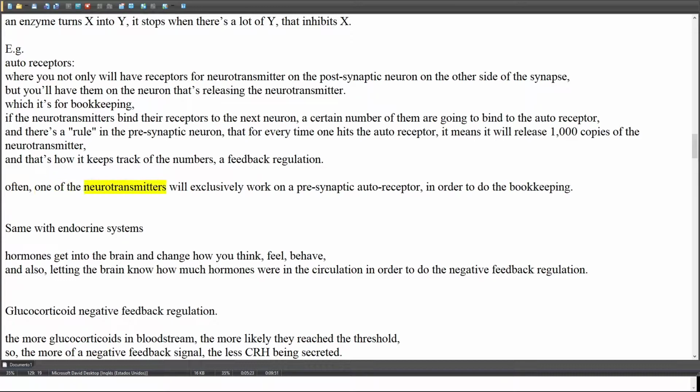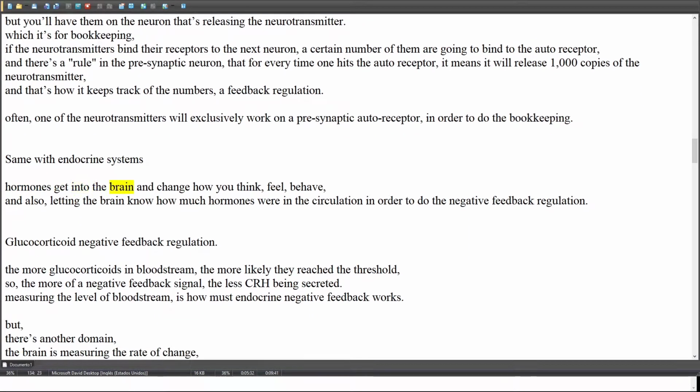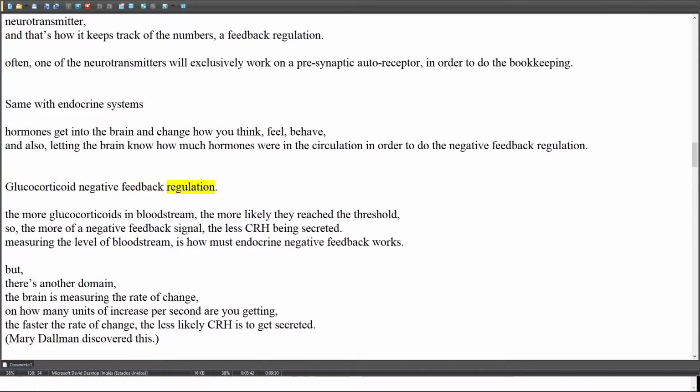Often, one of the neurotransmitters will exclusively work on a presynaptic autoreceptor, in order to do the bookkeeping. Same with endocrine systems. Hormones get into the brain and change how you think, feel, and behave. And also, letting the brain know how much hormone is in the circulation in order to do the negative feedback regulation. Glucocorticoid negative feedback regulation.